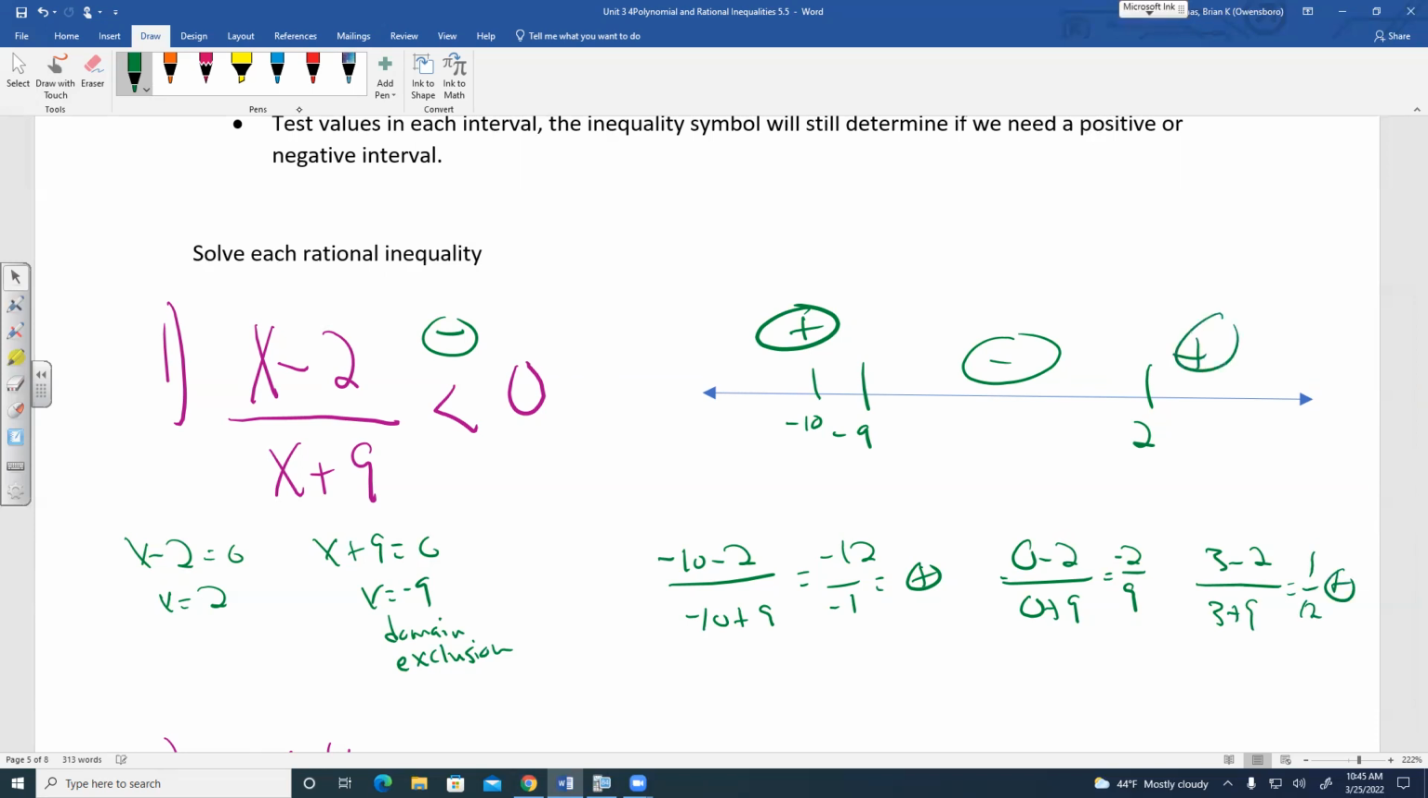Now remember, the negative 9 is excluded automatically because it's a domain restriction. The 2 is excluded because I can't equal 0. So that has to be an open bound there as well. And I'm looking for negativity. So what it looks like, it's negative between negative 9 and 2. So my solution to this problem should be between negative 9 and 2. And we do not include either one of those intervals in our answer. So that's how we would solve a rational inequality.